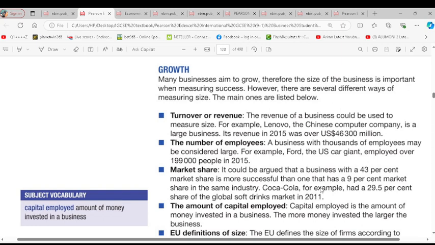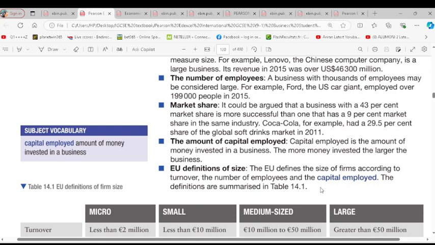The market share. Also, you can use the market share. Oh, last year we had 20% of the market. This year we have 45%. That is also growth. That is also expansion. Because if your market share is increasing, it should mean that your scale of operation, scale of production, is also increasing. Obviously. Is it clear? Yeah.